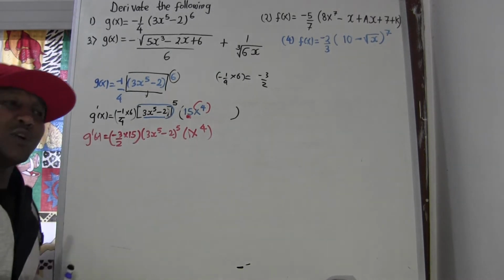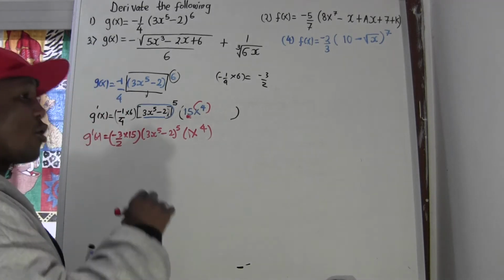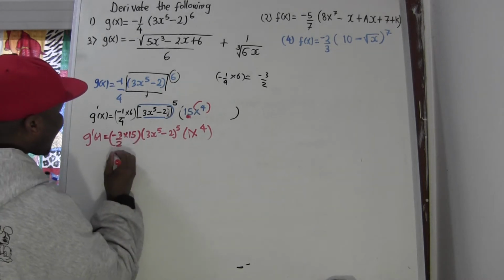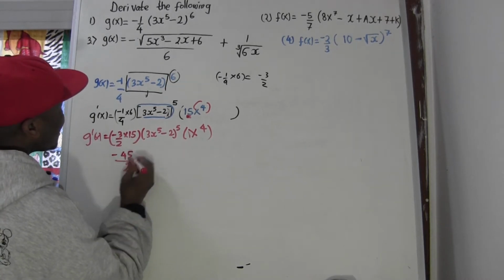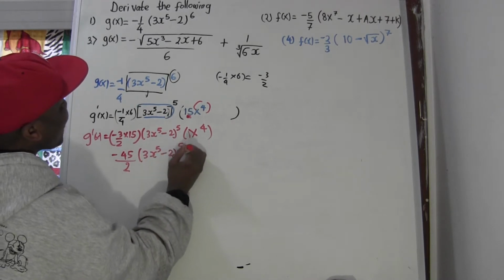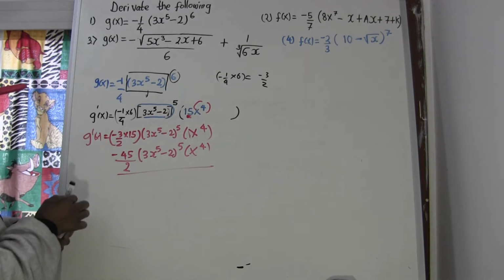But you know, which grade is there? Grade 3, grade 2? No, I learned multiplication tables in grade 1. So negative 3 times 15, negative 45 over 2. And then we write exactly (3x^5 - 2)^5, and then we have x^4. We're done.